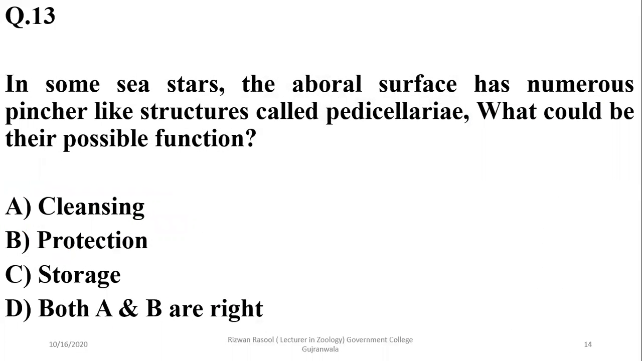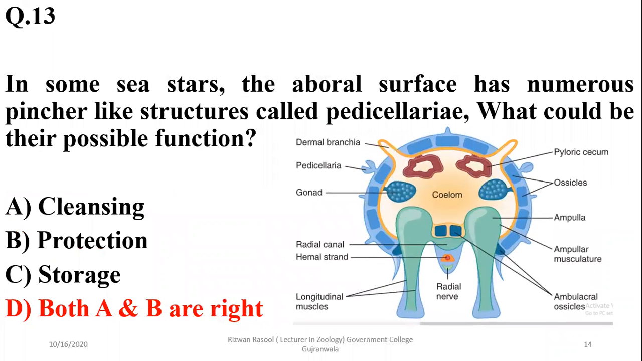In some sea stars, the arboreal surface has numerous pincer-like structures called pedicellariae. What could be their possible function? These pedicellariae are actually involved in cleansing as well as protection. And you can observe over here in this cross section of the arm, these are pedicellariae which may be involved in cleansing as well as protection of these organisms. So the right option is delta.